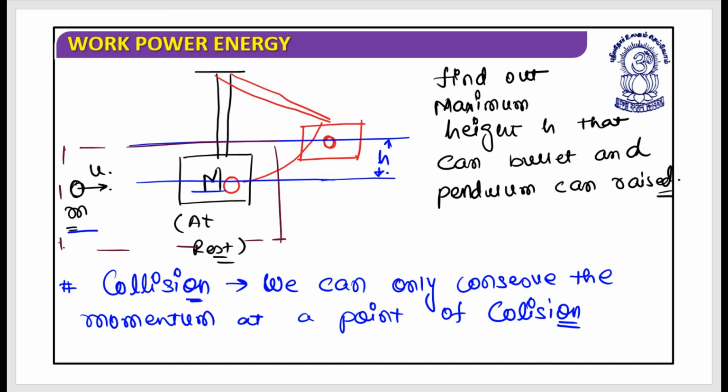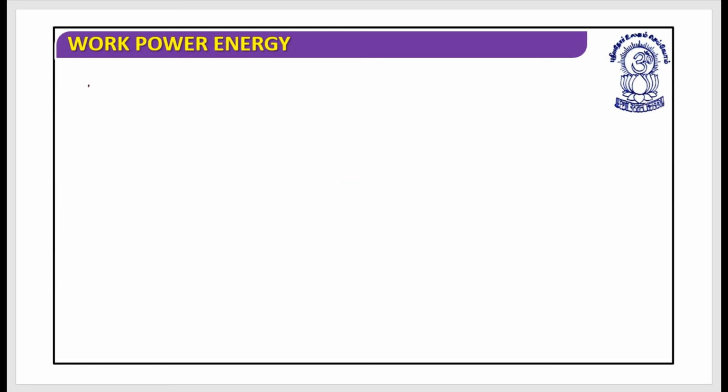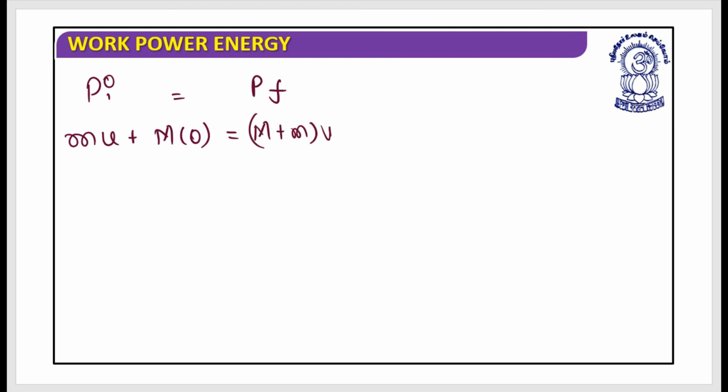Yes, this is the site of collision at which collision occurs. I'm going to apply momentum conservation at this point. So the initial momentum of the system is equal to the final momentum of the system. Initially only m into u, plus this was at rest, so it was m into 0. This equals (m plus m) into v.